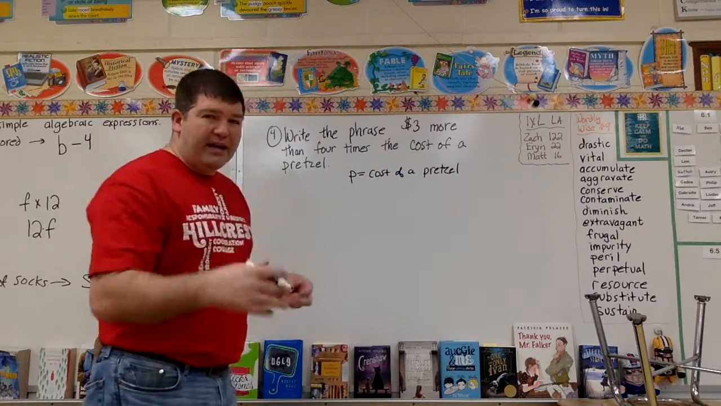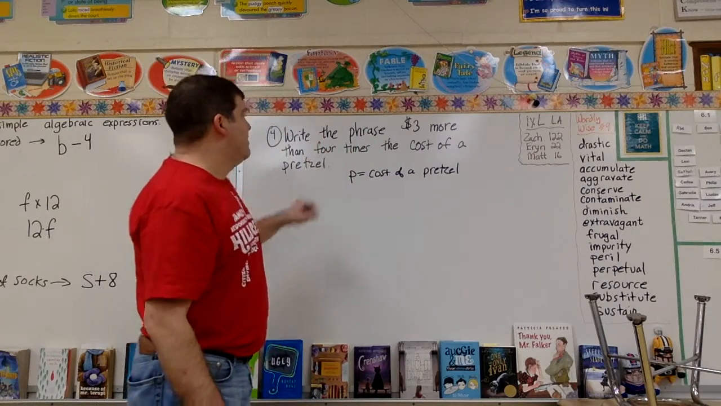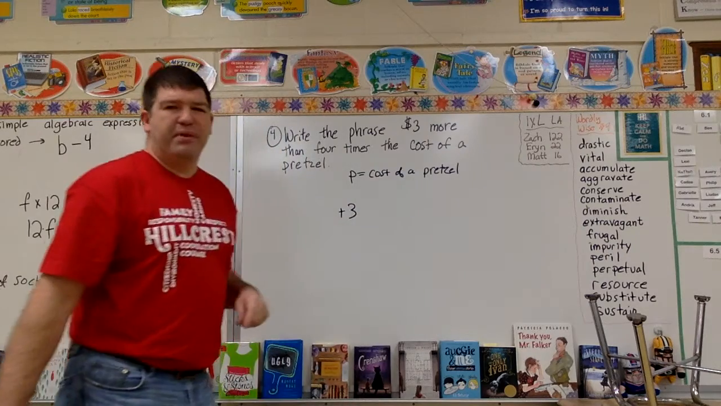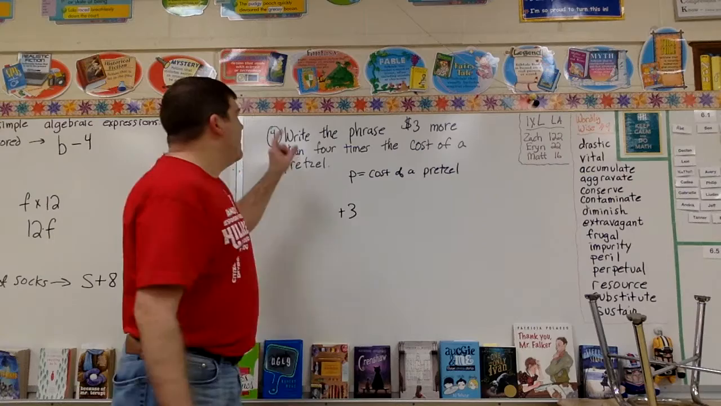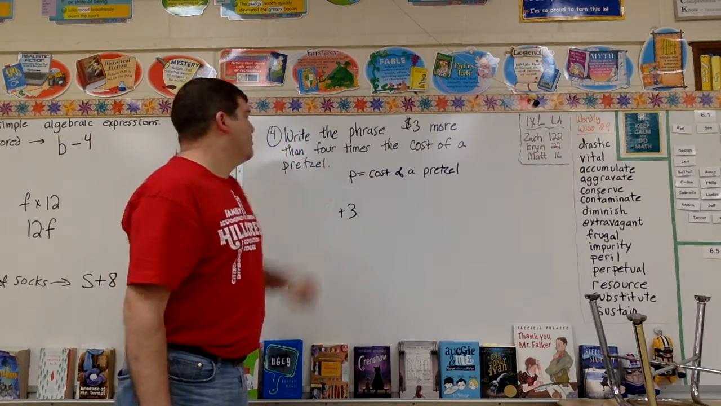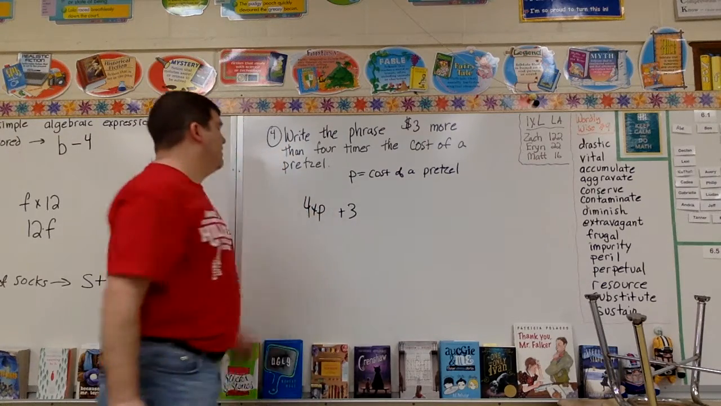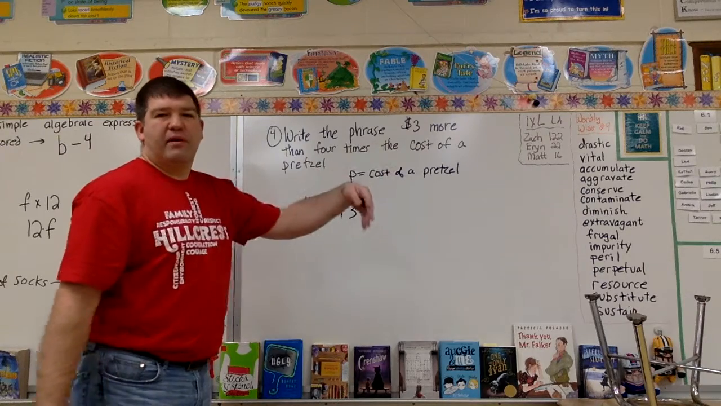I got to go back. I keep reading back over and over. $3 more. So it's going to be plus 3 because I'm going 3 more. Okay. Then 4 times the cost of a pretzel. 4 times P. So 4 times P, and I add 3 more.